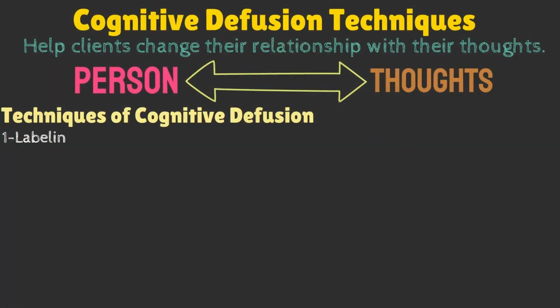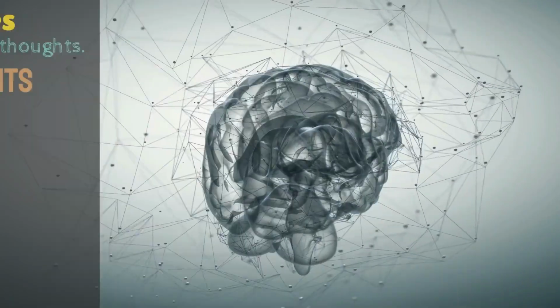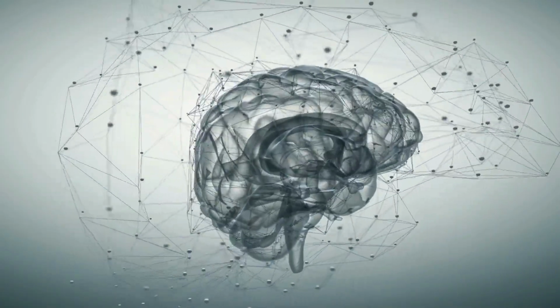Labeling thoughts. This technique involves recognizing thoughts for what they are by simply noting them as, "I'm having the thought that." For example, changing "I'm a failure" to "I'm having the thought that I'm a failure" helps clients see these thoughts as mental events rather than facts.